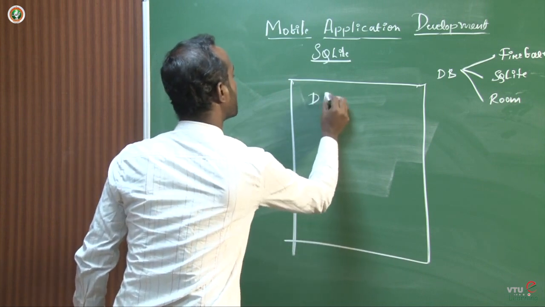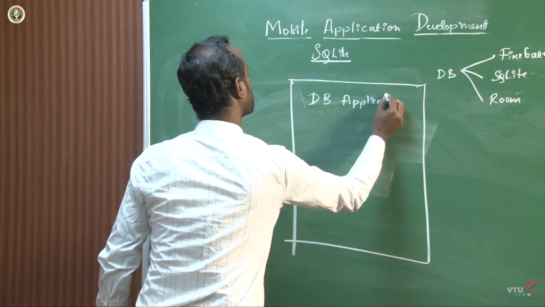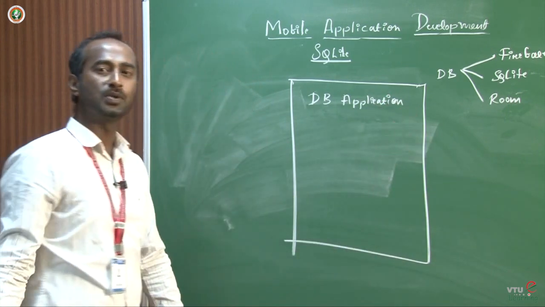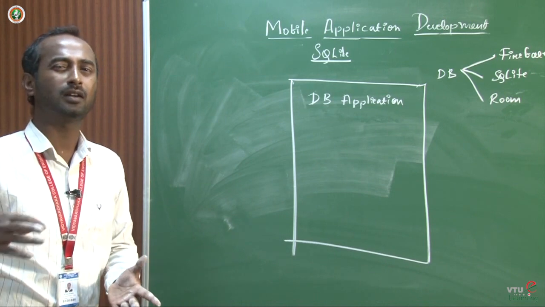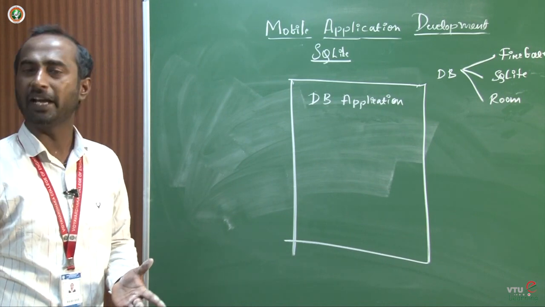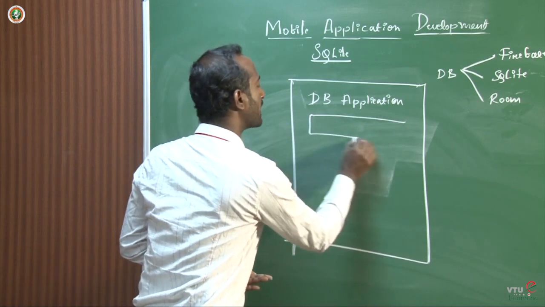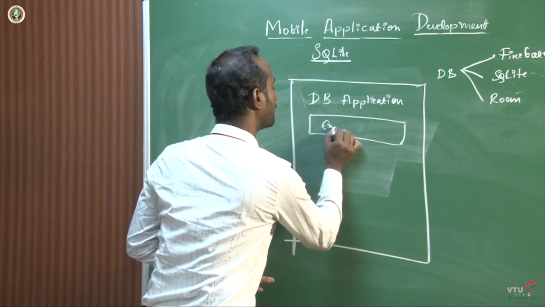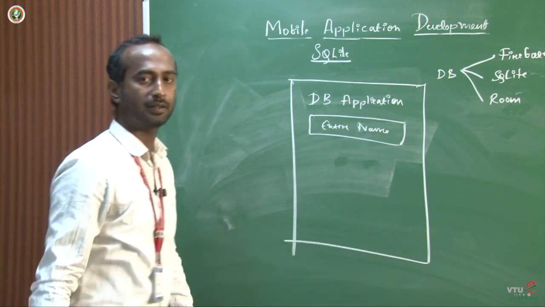So the application name is database application, where I'm going to use a table with only three details. Why? Because I'm not going to make the application development more complex. The first detail, the user has to enter the name of the user, name of the student.